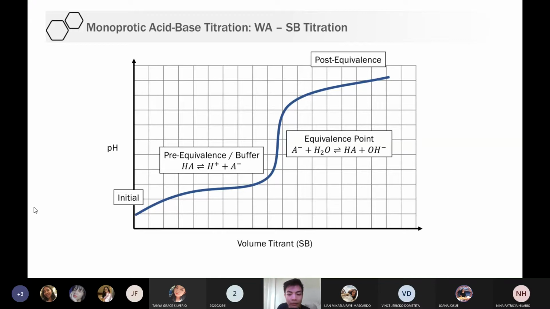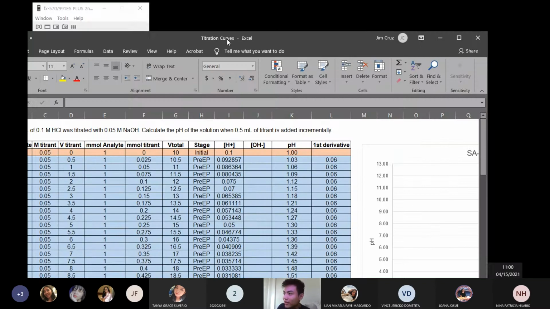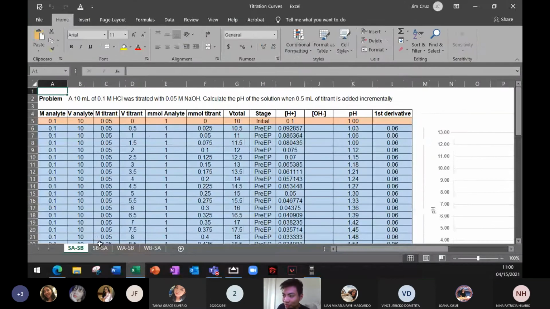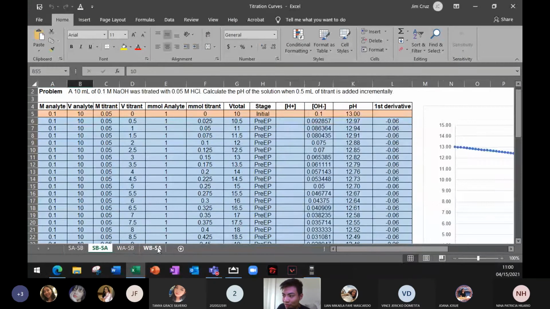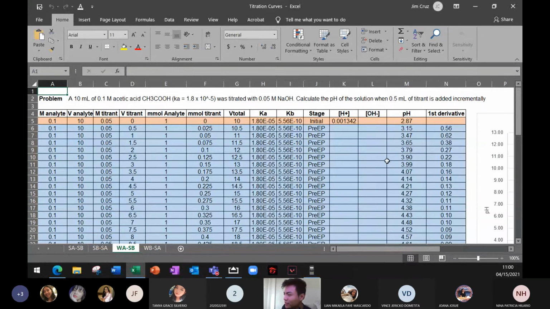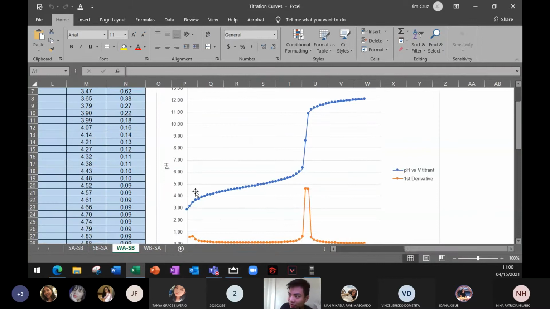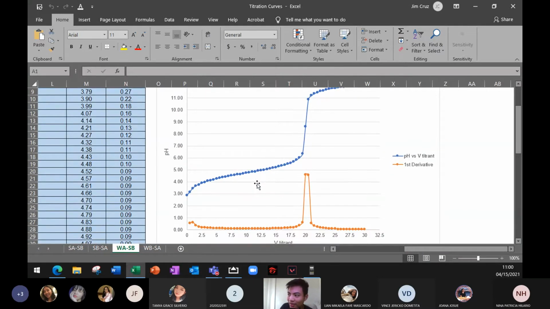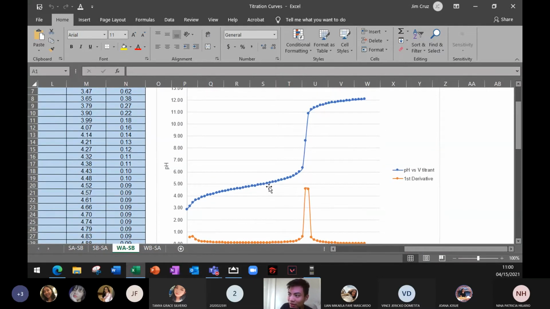Joke time lang ba tong bump na to? Hindi, no? Kasi dun sa example na binigay ko, dito sa Excel, you have the strong acid, strong base, weak base, strong acid. We have the weak acid, strong base. So, punta kayo sa right side, tignan nyo. Ayun, may bump. So, may bump siya doon. So, hindi yung joke time, no?